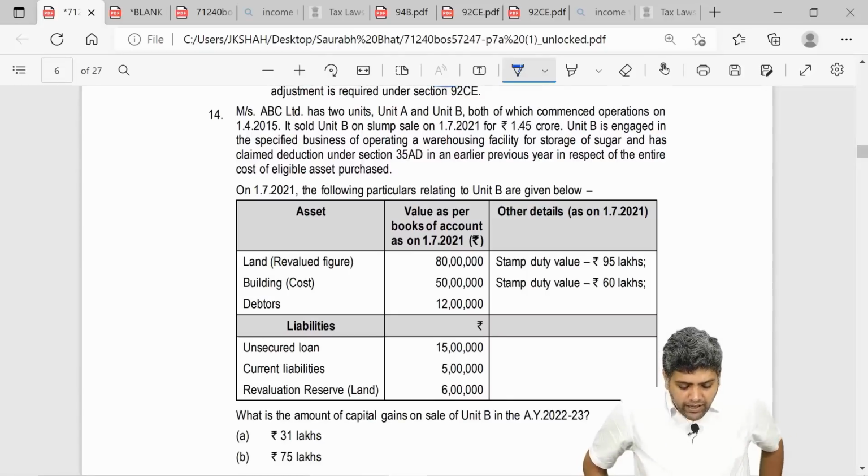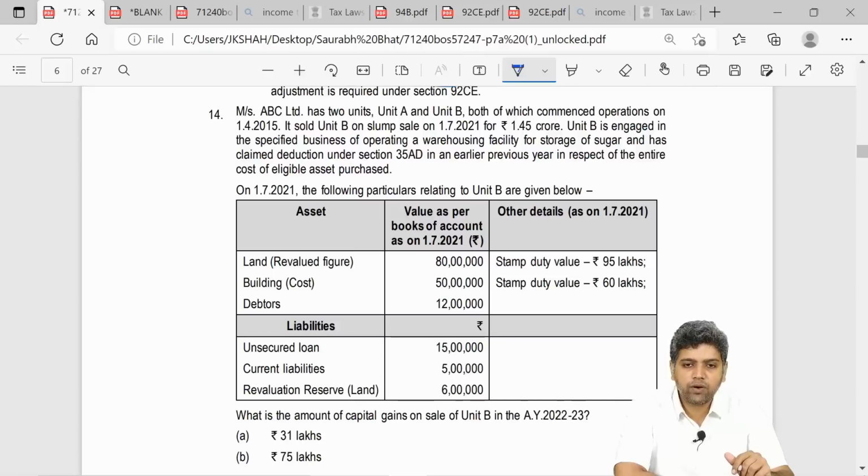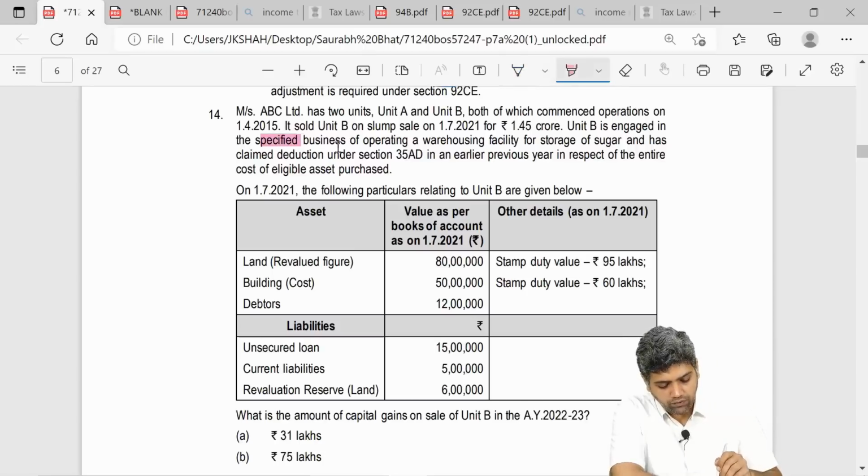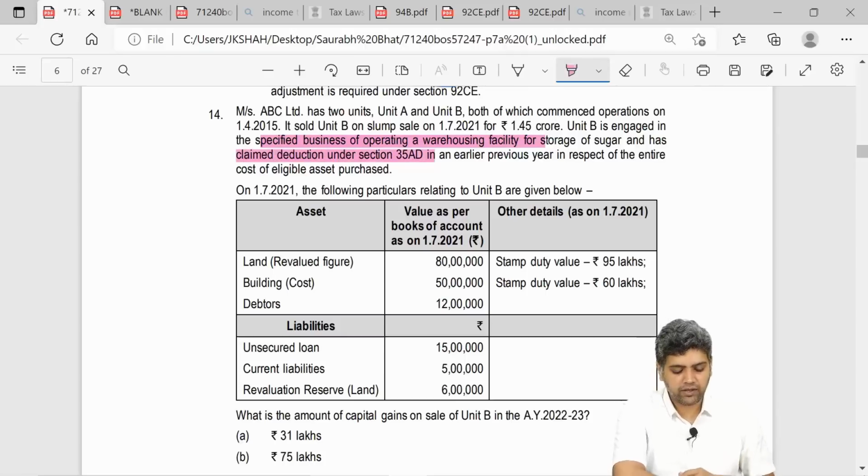Messrs ABC Limited has two units, Unit A and Unit B, both of which commenced operations on 1st April 2015. It sold Unit B on slump sale on 1st July 2021 for 1.45 crores. Unit B is engaged in the specified business of operating a warehousing facility for storage of sugar and has claimed deduction under 35AD in an earlier previous year in respect of the entire cost of eligible asset purchased. So 35AD is there along with slump sale. On 1st July 2021, the following particulars relating to Unit B are given below.